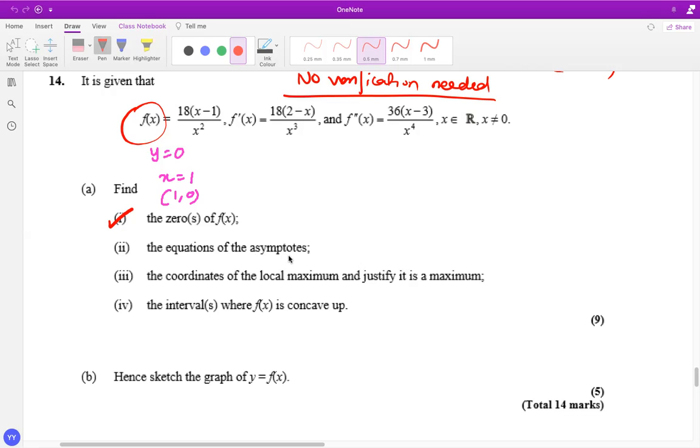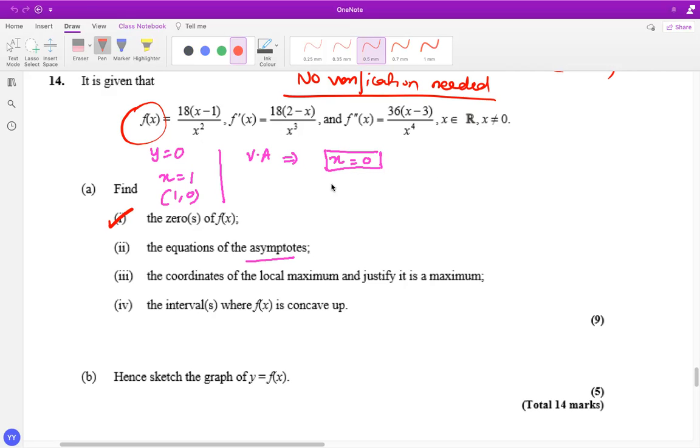Now second is the equation of the vertical asymptotes. For a vertical asymptote, equate the denominator to 0. So if I equate x squared to 0, I get x as 0. And for the horizontal asymptote, as you can see, the numerator or the coefficient of, I mean, this linear or quadratic.